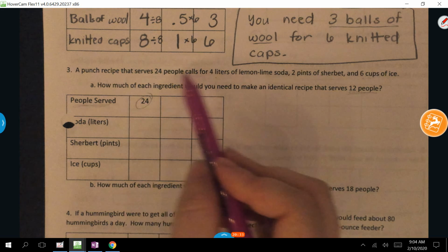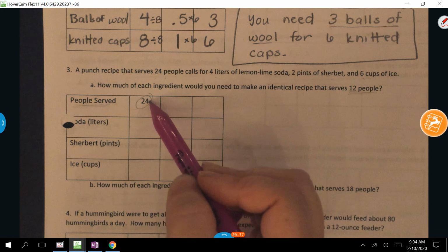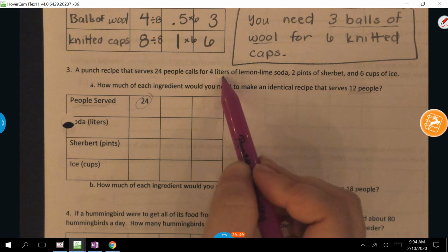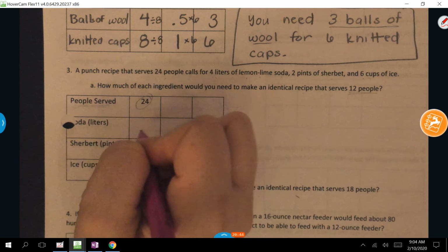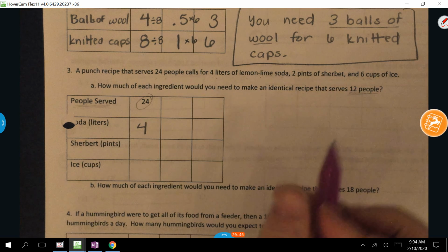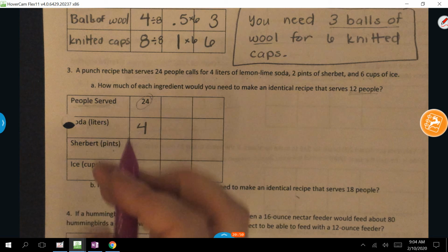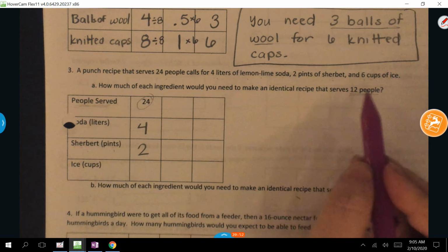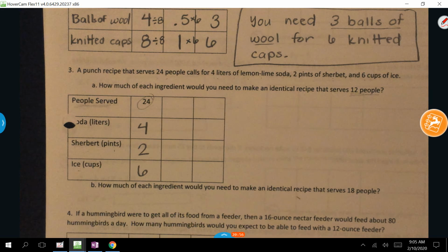So let's first just start with that first sentence and fill in what we know. It says 24 people, 24 is already there, 4 liters of lemon lime soda. So next to soda, I'm going to put 4. 2 pints of sherbet. So next to sherbet pints, I'm going to put 2. And then 6 cups of ice. So next to cups of ice, I'm going to put 6. Are we okay with that? All right, and what's it asking us to change it to?